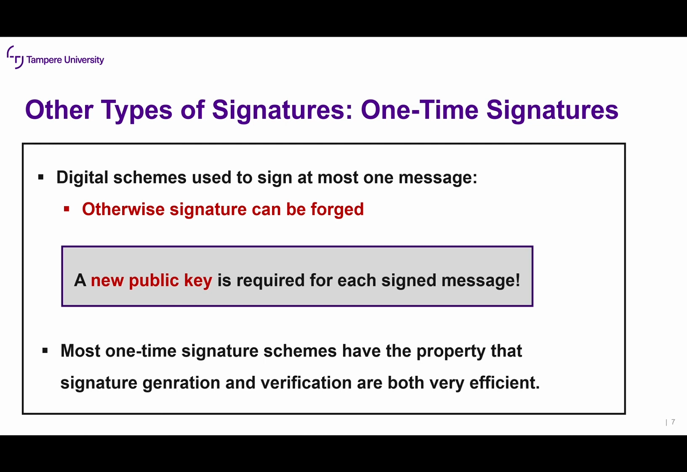Keep in mind that every time that you sign something with a one-time signature scheme, then a new public key needs to be generated. Otherwise, the scheme will not work. And then we've got the arbitrated signatures.